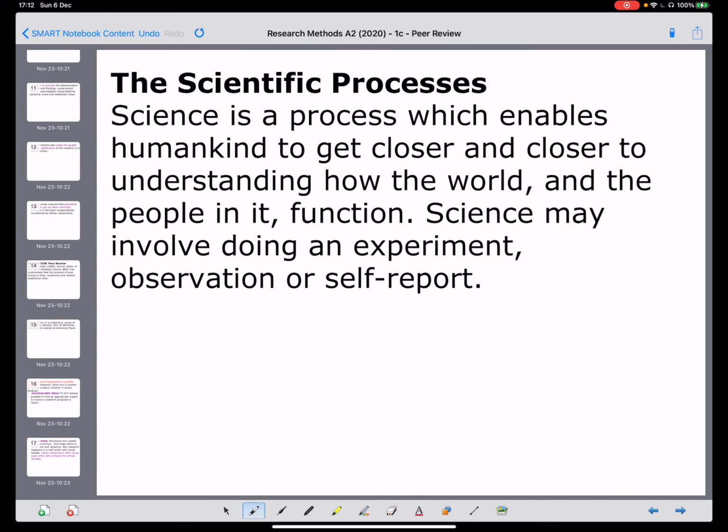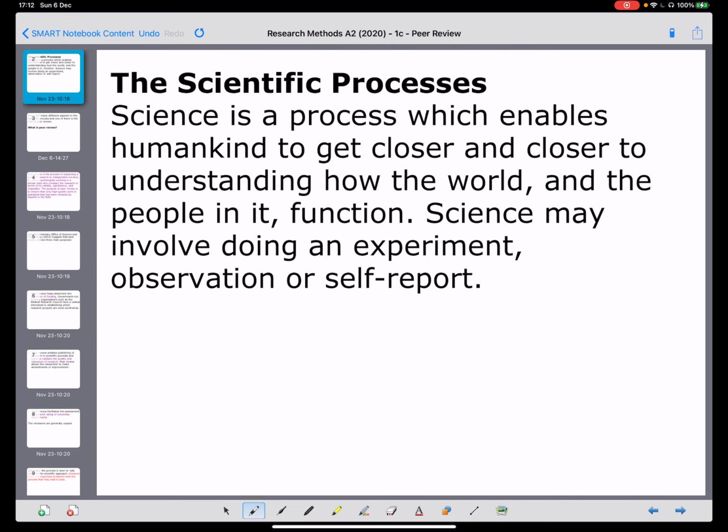So very first of all, the scientific process enables humankind to get closer and closer to understanding the world. Okay, so that's the point of all the things that we've been looking at in terms of features of science and the research that we potentially do.